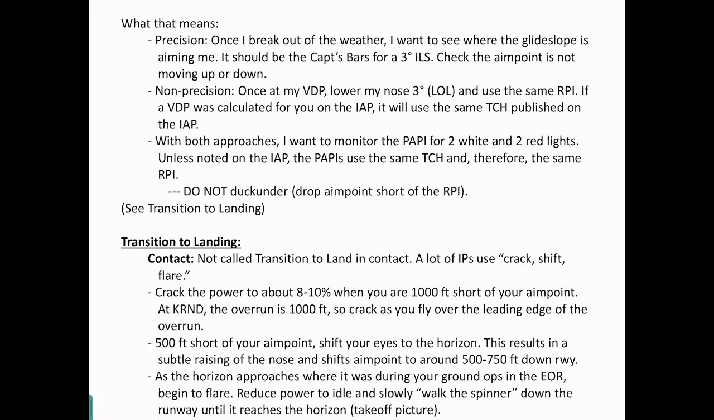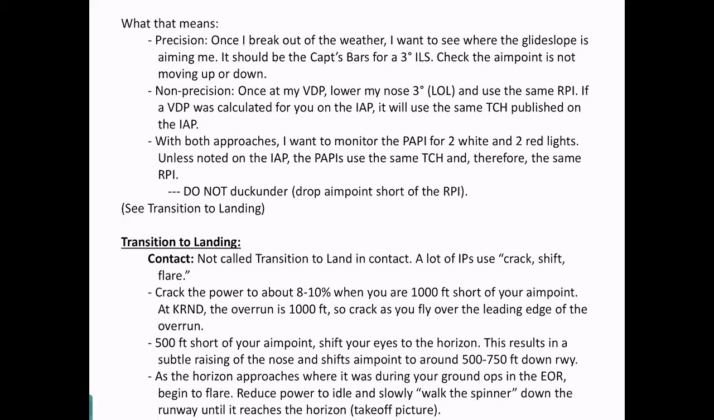Typically, our hand, the control stick, tends to move wherever our head and our eyes go. So by looking up and shifting my eyes down to the horizon, the far end of the runway, what we're looking for is to just gently pick that nose up just a little bit. We're shifting our aim point from the threshold down to about the 500 to 750 foot down the runway. As the horizon starts to fill up our windscreen, this is the start of the flare, okay?